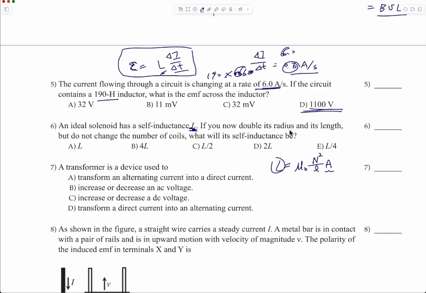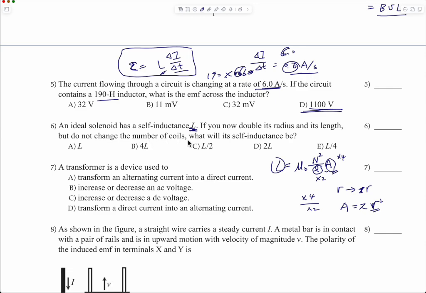If you double the radius to 2r, the area increases. A equals pi r squared, so if you double the radius, A becomes 4 times bigger, right? So you increase the area by 4, and its length, if you double its radius and its length, so L here increased by 2. So bottom by 2, top by 4, right?